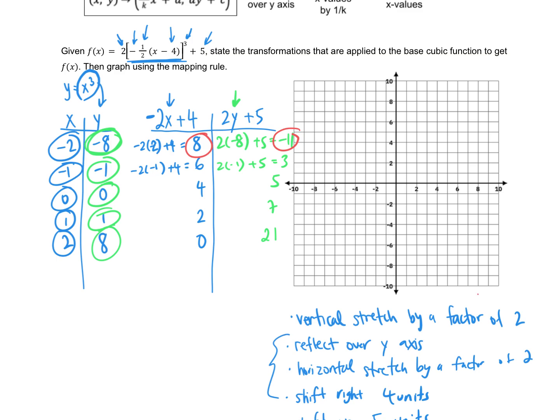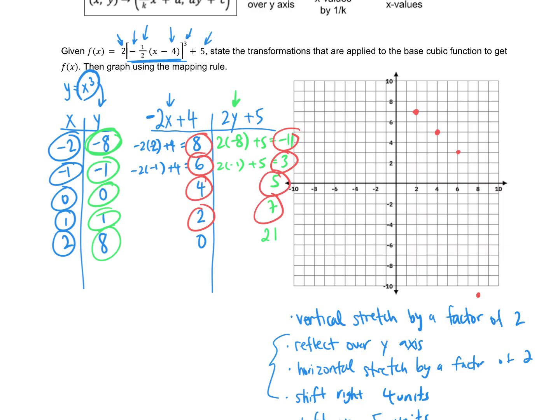So it's just going to go a little bit off the page right here. 6, 3. Here it is. 4, 5. Here it is. 2, 7. And 0, 21 is off the page.